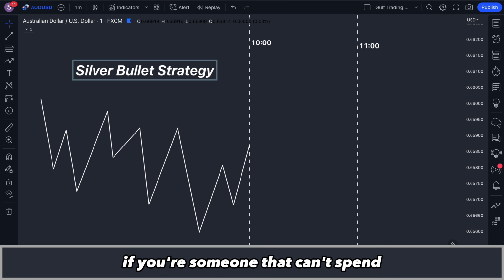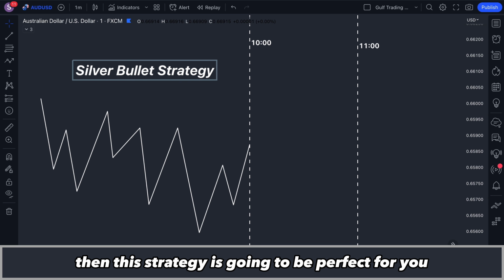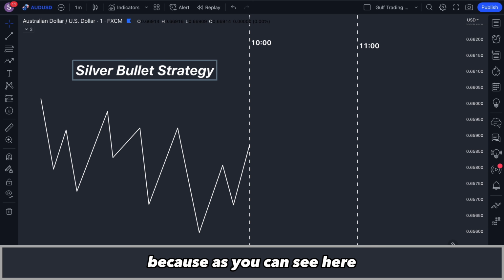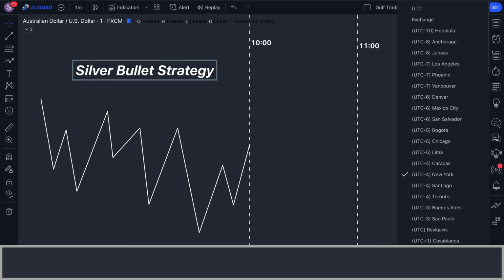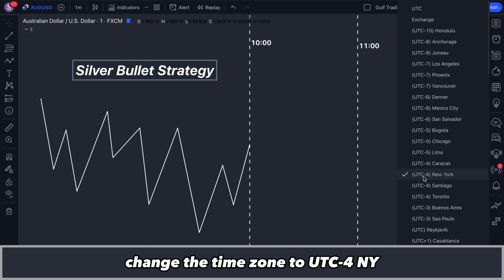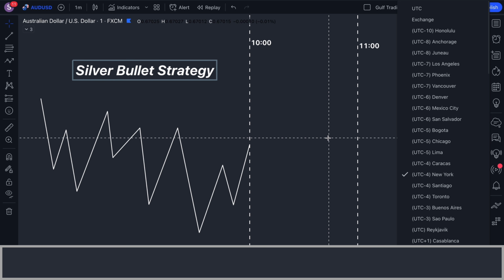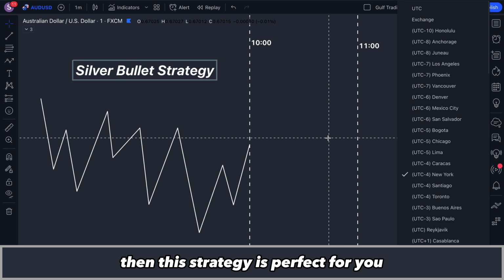If you're someone that can't spend all your day looking at the charts, then this strategy is going to be perfect for you. Because as you can see here, you're going to be looking for a trade between 10 a.m. and 11 a.m. New York time. So you can come to the bottom right of your screen, change the time zone to UTC -4 New York, get it set up like this, and you're going to be trading in a 1 hour window. So if you're restricted on time, then this strategy is perfect for you.